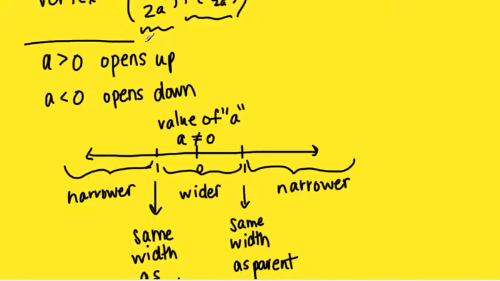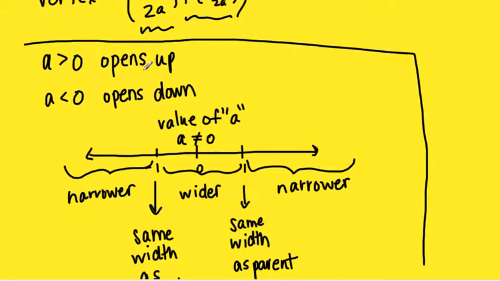This information you've already seen in a previous video. If a is positive, it opens up. If it's negative, it opens down. If it's less than -1 or greater than 1, it's more narrow than the parent graph. If it's 1 or -1, it's the same width as the parent graph. If it's between -1 and 1, it's wider than the parent graph.